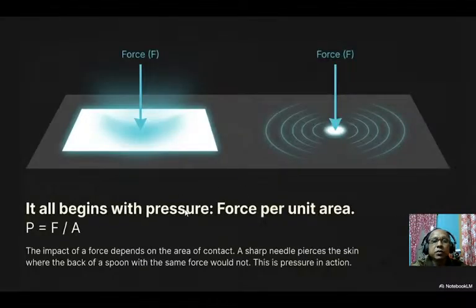It all begins with pressure, force per unit area, that is P equal to force per area. The impact of a force depends on the area of contact. A sharp needle pierces the skin where the back of a spoon with the same force would not. This is pressure in action.